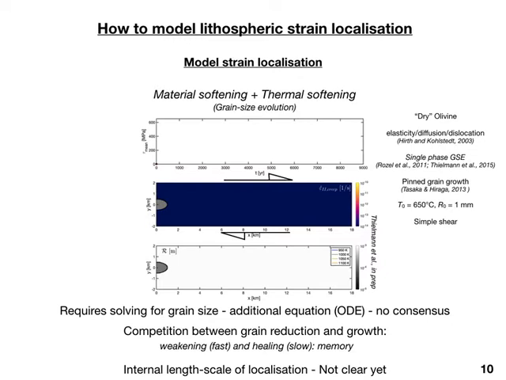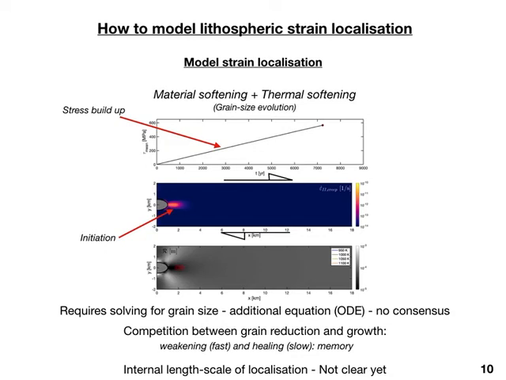Here is an example of a model that combines material softening and thermal softening. So the top box is the average stress in the model. The middle box is the creep strain rate, and the lower box is the grain size field. So this is the initial condition. We here use a dry olivine. We combine elasticity, diffusion creep, dislocation creep. It is a single phase model with grain size evolution with pinned grain growth. The model is subjected to simple shear, and a heterogeneity is included at the left side of the model in order to seed strain localization.